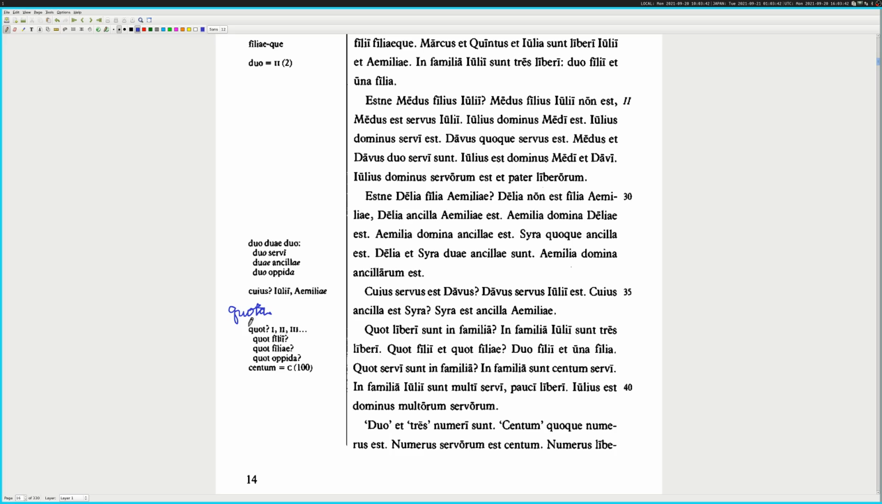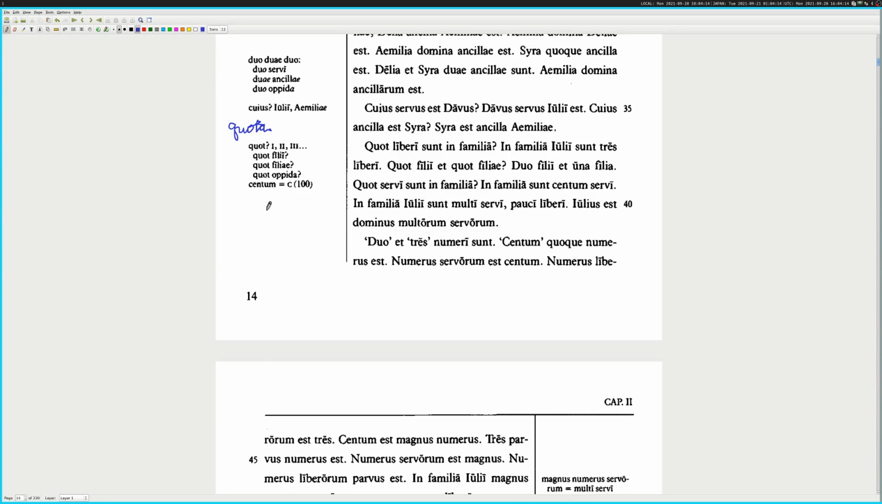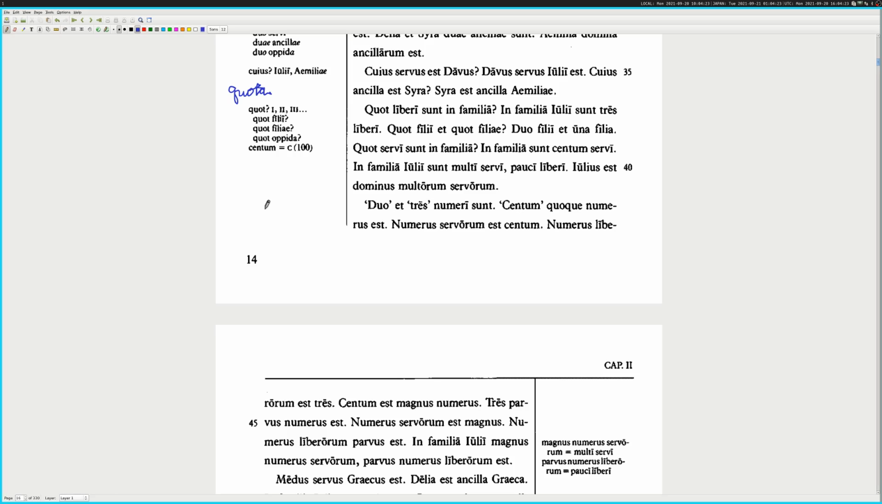So there are 100 slaves. In Julius's family, there are many slaves and very few children. Paucity. Julius is the dom, or the master of many slaves. Okay. 2 and 3 are numbers. 100 is also a number. Servorum. The number of slaves, servorum, is 100. The number of children is 3. Centum is a very big number. Tres is a very small number.